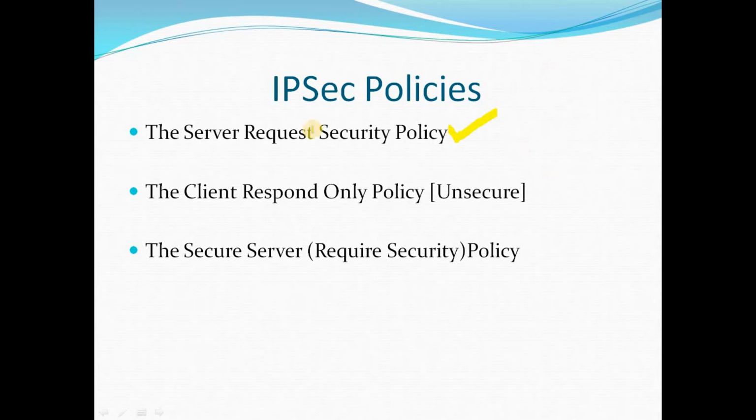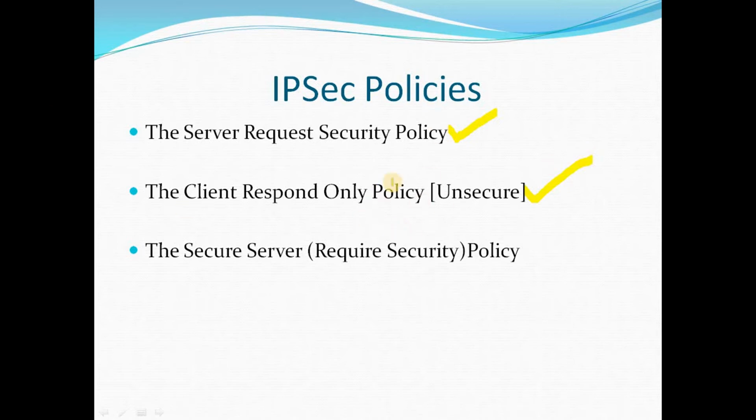The second option, that means the second policy that we can use, is the client respond only policy. This is very unsecure. Every time you try to communicate from the source to the destination, first it will check whether this data is coming along with the IPsec. If it is, then the secure channel is set and the communication is done securely. But if it is not, the communication will still take place. That means this is a bit unsecure, because it's not going to make a request if you compare with the first option.